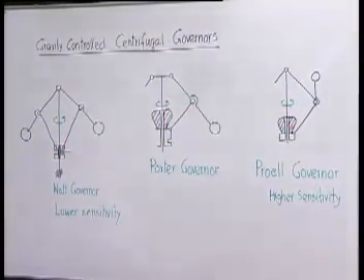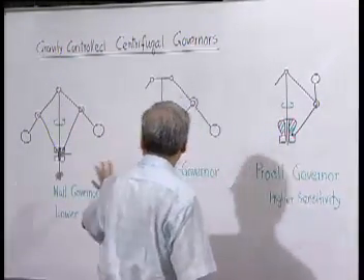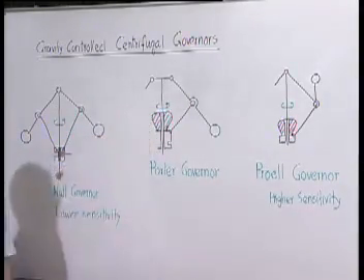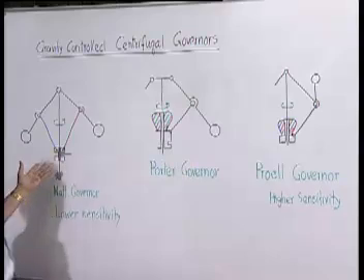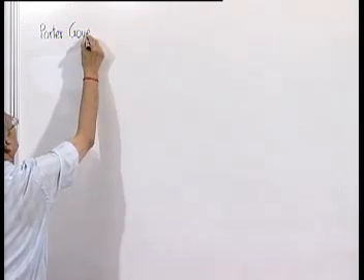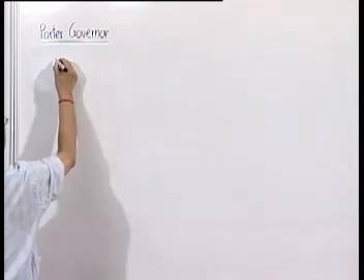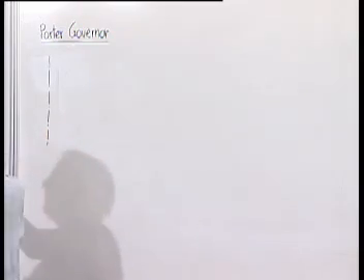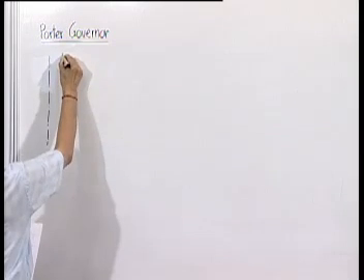So, what we will do now, we will take up the analysis of Porter governor and Proell governor. Watt governor we will not do, because there is not much difference with this, only whenever we can make the weight of the central mass kept here as 0, it becomes same as a Watt governor. We will draw only one side, because the whole thing is symmetric, and we will therefore draw also only one side.